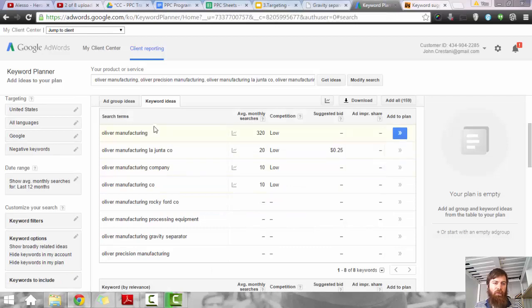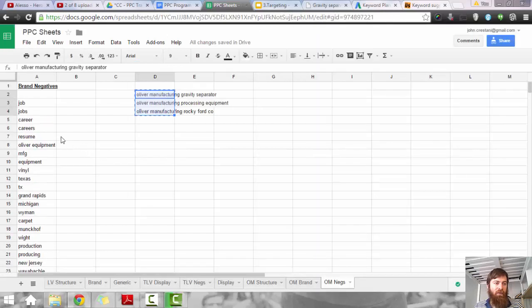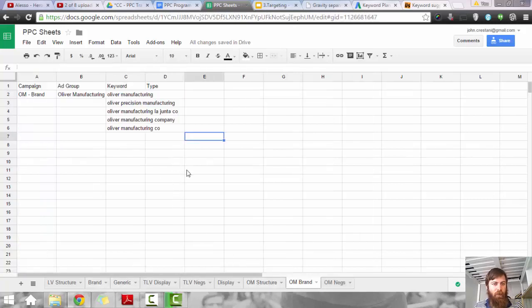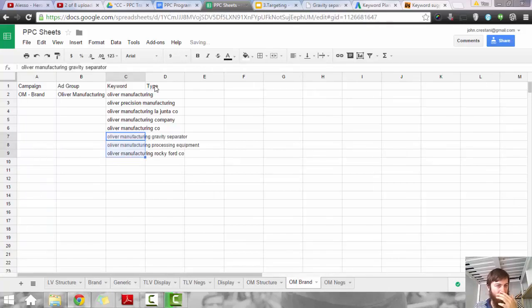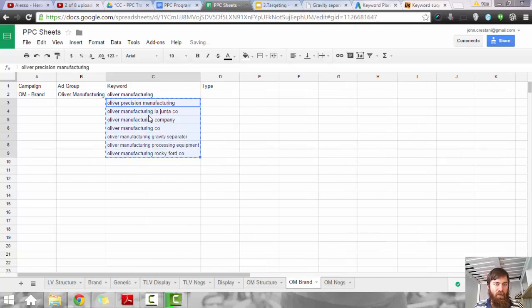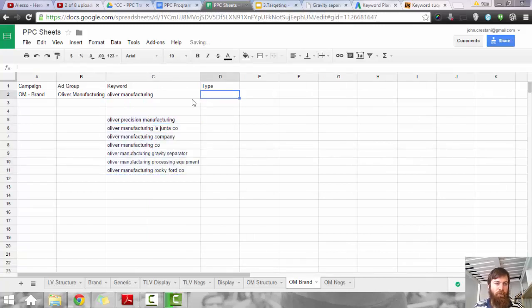Notice there's not a lot of search volume, but what we will do is add in a ton of negatives. As you saw, we have a ton of negatives right here. So I'm doing Control X. I'm going to take those terms and throw them right in here, and I'm going to move these down two spaces.